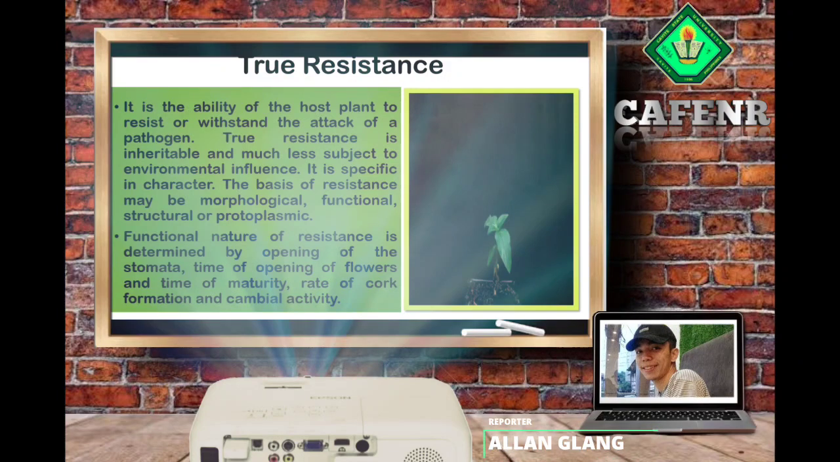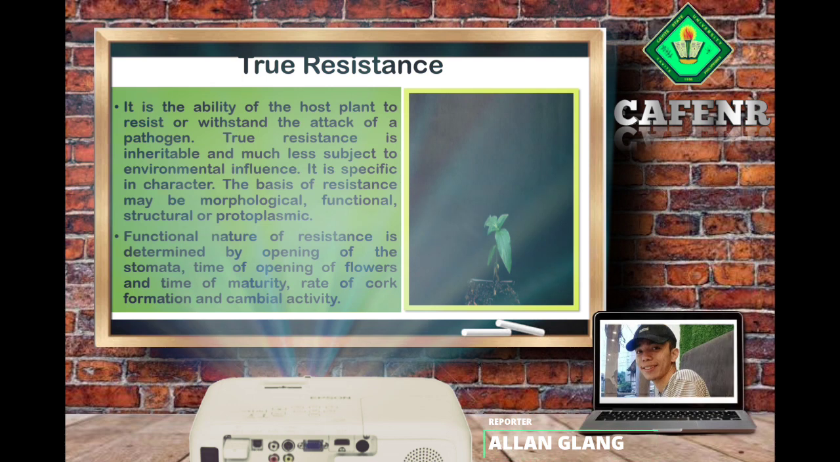True resistance. It is the ability of the host plant to resist or withstand the attack of a pathogen. True resistance is inheritable and much less subject to environmental influence. It is specific in character. The basis of resistance may be morphological, functional, structural, or protoplasmic.